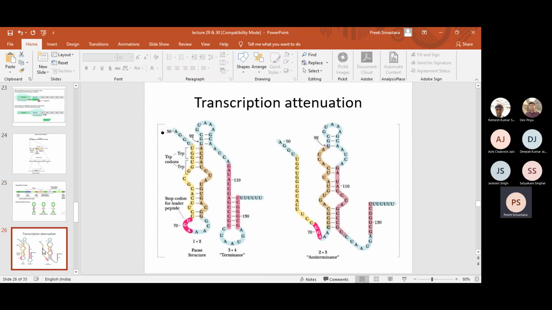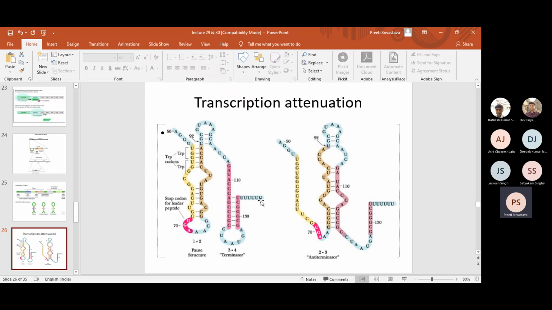Now this process is called transcriptional attenuation. 1 and 2 can pair and 3 and 4 can pair. So class, when 3 and 4 pair, then 3 and 4 pairing can lead to a transcriptional termination. And the reason it can lead to a transcriptional termination is visible in the sequence. So what is there in the sequence? What kind of transcriptional termination can you see over here?